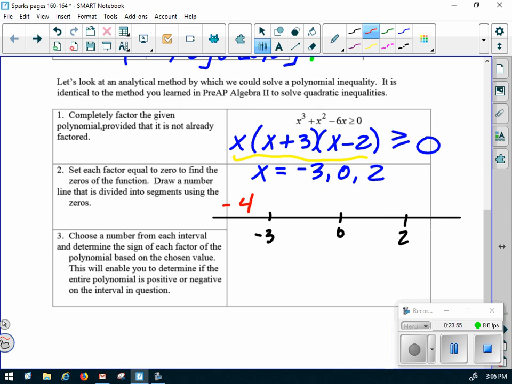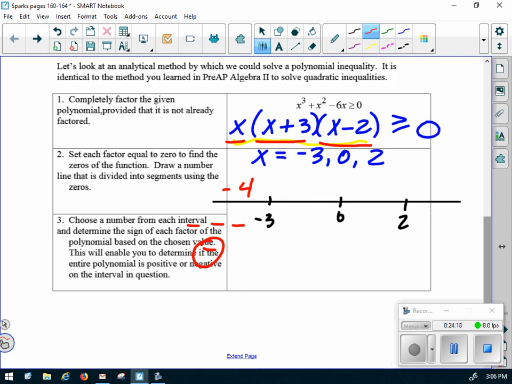So let's take -4. Does -4 make that positive or negative? Negative. Times, does -4 make this positive or negative? Negative. And does -4 make this positive or negative? What's a negative times a negative times a negative? A negative. So are the numbers less than -3 numbers that will make the original inequality true or false? False, because they all make the thing negative. We need positive, right? We need greater than or equal to 0. So this section is false. This is a no.